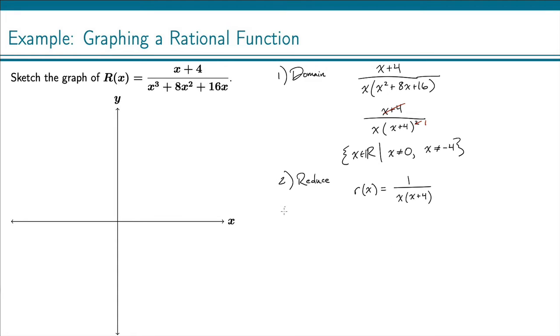Now we're going to use this reduced form to find holes. The holes of a rational function, we look at the numbers that we can plug into the reduced form that we can't plug into the original. Now, it turns out that there's actually nothing like that because even though we canceled an x plus 4, we didn't cancel them completely out. So the domain of this reduced function is the same. That means that we have no holes.